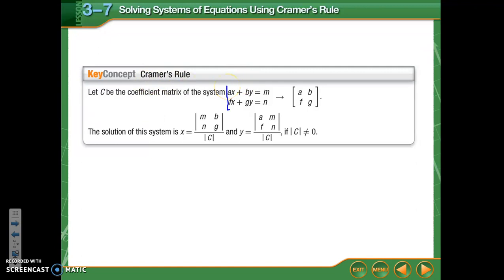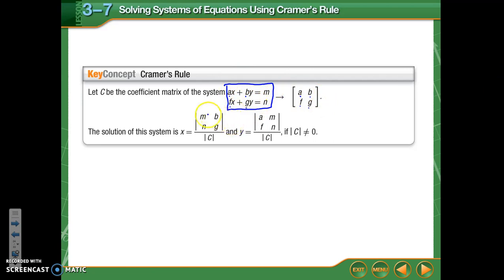So if you look here, I have a system of two equations in two variables. Here, x and y are my variables. A, B, M, and F, G, N represent constants, coefficients, okay? So my coefficient matrix, which they're calling C, comes from the coefficients of x and y. So notice A, B, F, and G. That's my coefficient matrix. I just arrange those into a matrix exactly like they are without the variables.